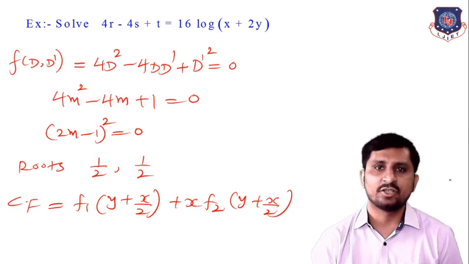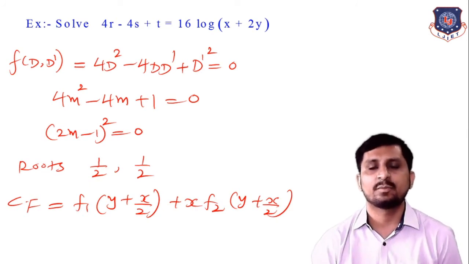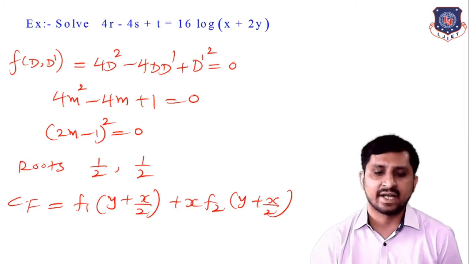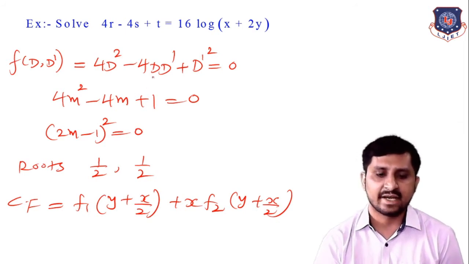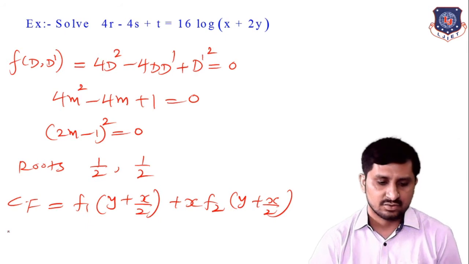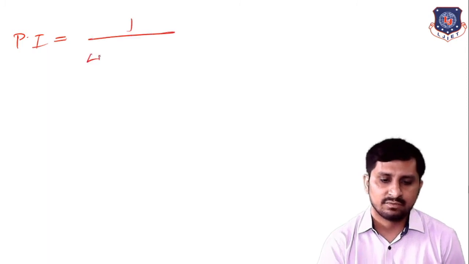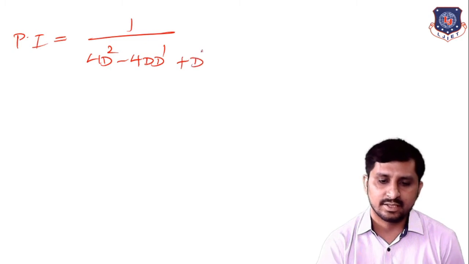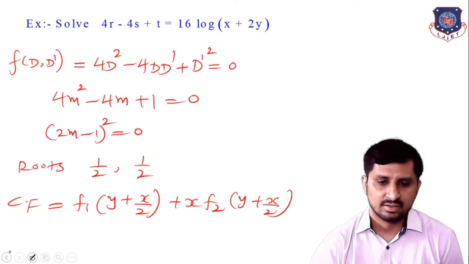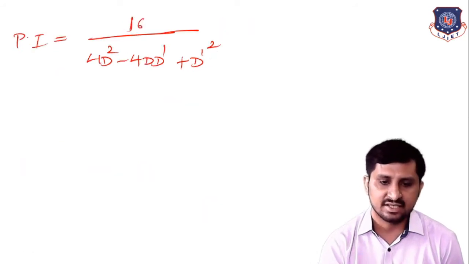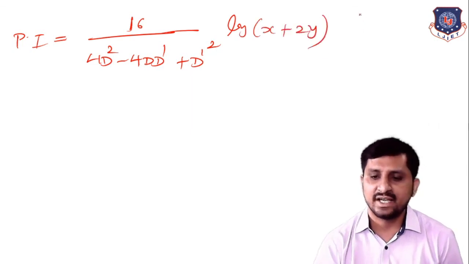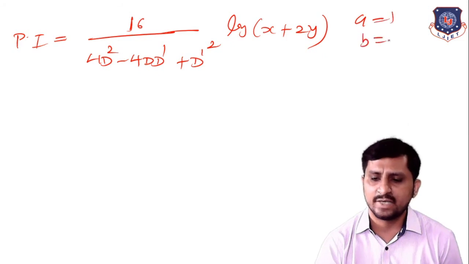Now I want to find the particular integral. So we know that particular integral is 1 upon f of d d dash into f of xy. So f of d d dash, that is 4d square minus 4d d dash plus d dash square. So particular integral is equal to 1 upon 4d square minus 4d d dash plus d dash square. What is the function? Function is 16 log x plus 2y. So what is the value of a? The value of a, that is 1, and value of b, that is 2.